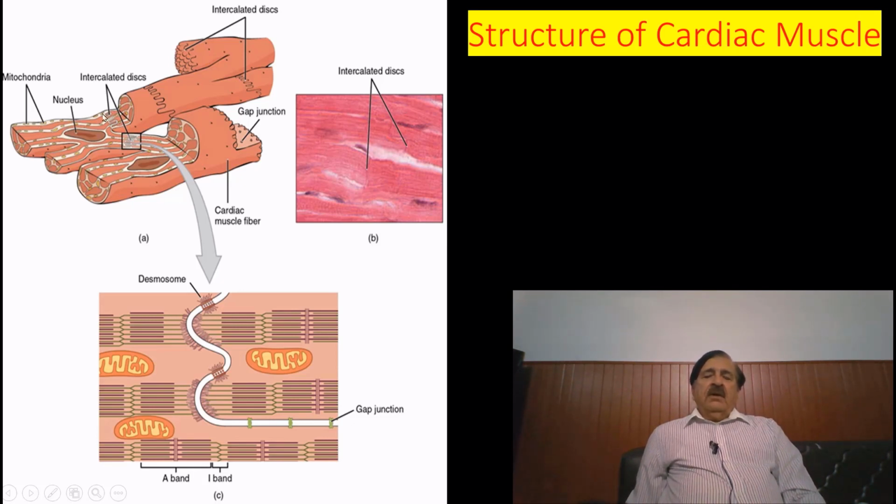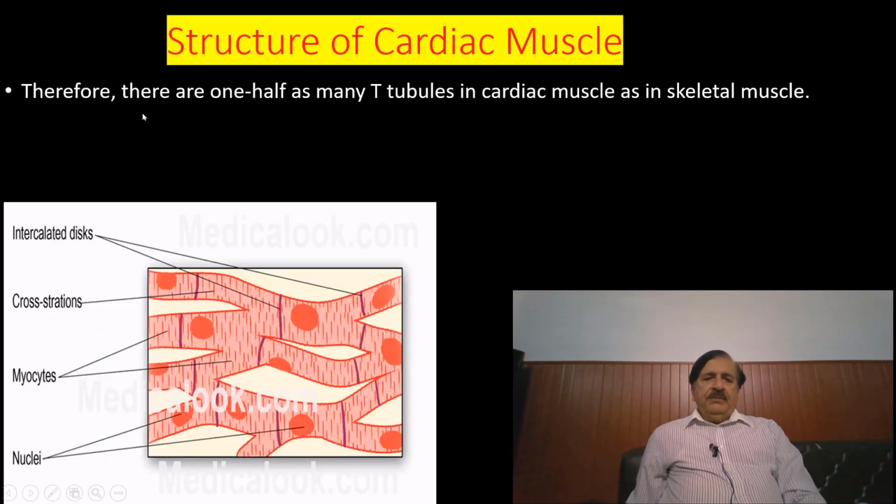Also, the two cells join each other by intercalated discs, and these cells contain much mitochondria and fewer T tubules. The T tubule number is less than in skeletal muscle, and the cells contain much mitochondria. The cells are also joined together by gap junctions or intercalated discs. Therefore, there are one half as many T tubules in cardiac muscle as in skeletal muscle.